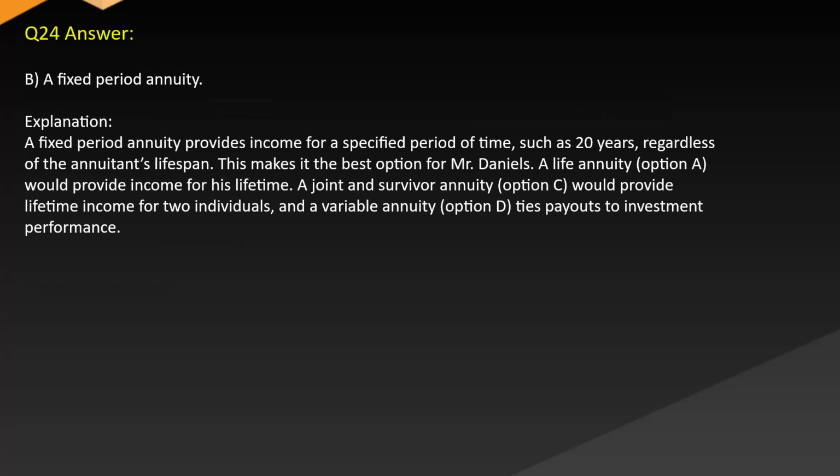Answer: B. A fixed period annuity. Explanation: a fixed period annuity provides income for a specified period of time, such as 20 years, regardless of the annuitant's lifespan. This makes it the best option for Mr. Daniels. A life annuity, option A, would provide income for his lifetime. A joint and survivor annuity, option C, would provide lifetime income for two individuals, and a variable annuity, option D, ties payouts to investment performance.